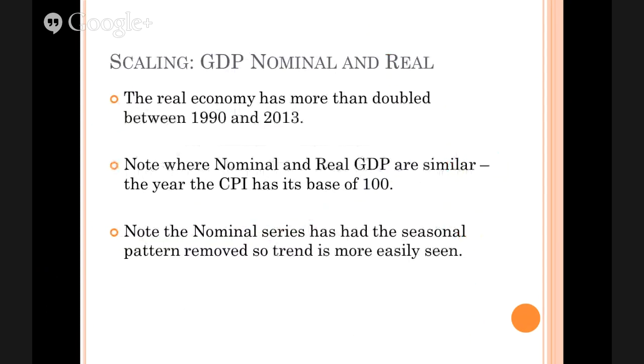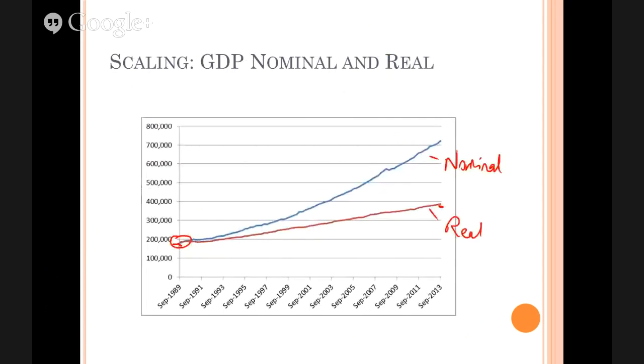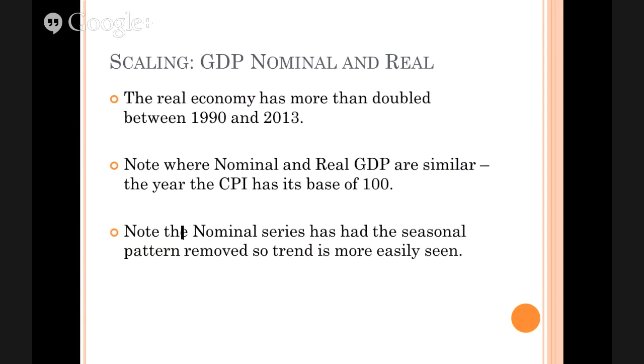Just a little footnote, there are actually seasonal patterns in this data which I've cleaned out so that it looks a bit nicer and smoother. We'll come back and talk about that another time perhaps, so the actual GDP data doesn't quite look like this, it's just simplified slightly.